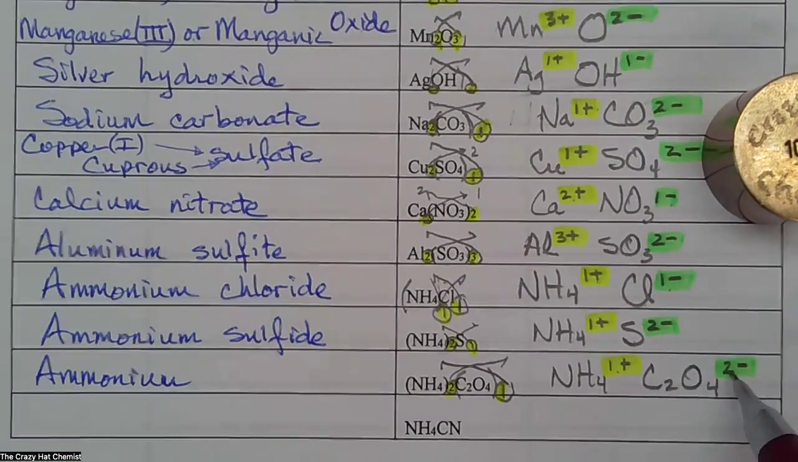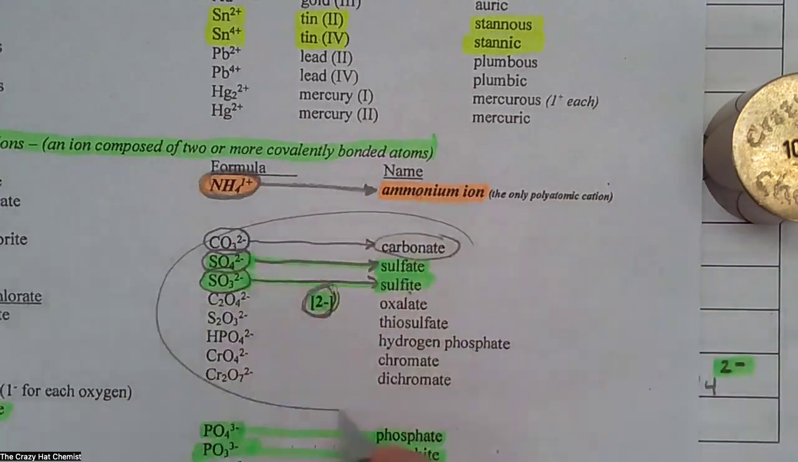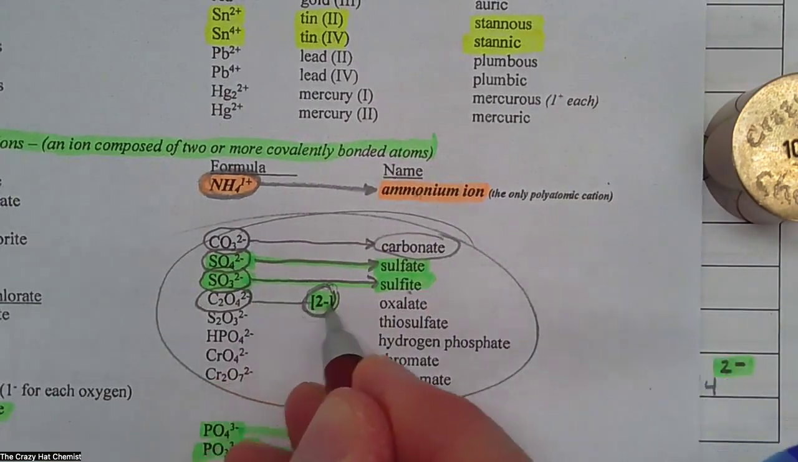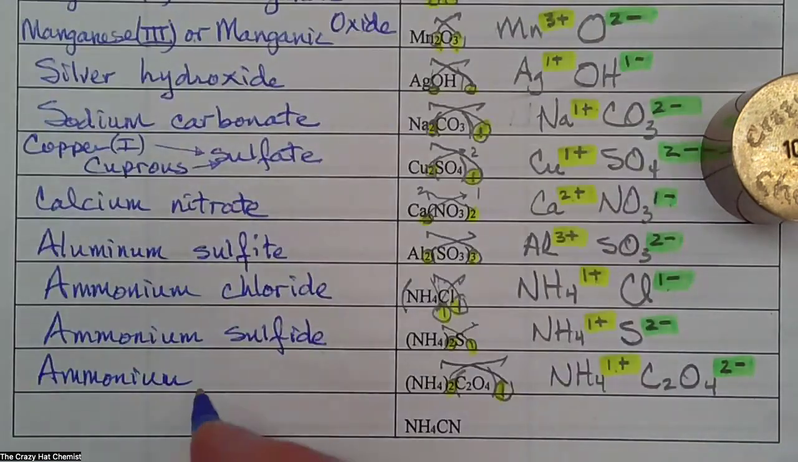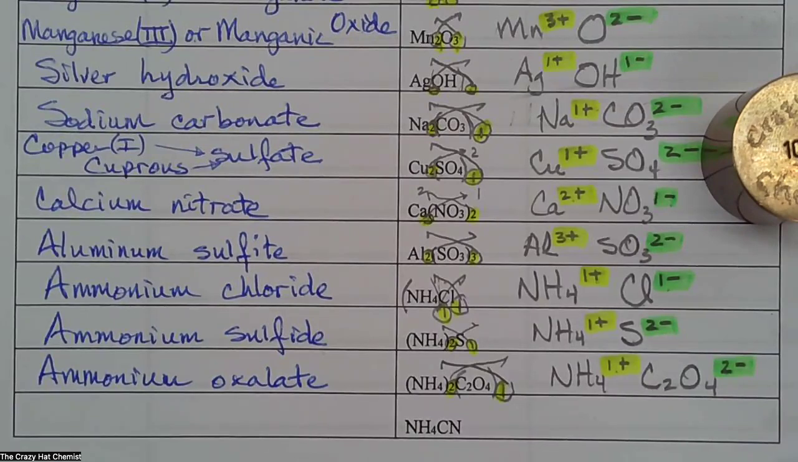And then I'm going to find C2O4. Where is C2O4? It's in the 2 minus category of a polyatomic ion. So I'm honing in on this 2 minus category of polyatomic ions. I'm going to find C2O4. That corresponds to oxalate. Oxalate, O-X-A-L-A-T-E. Don't be up too late with your oxalates.